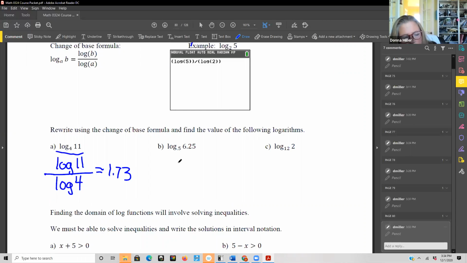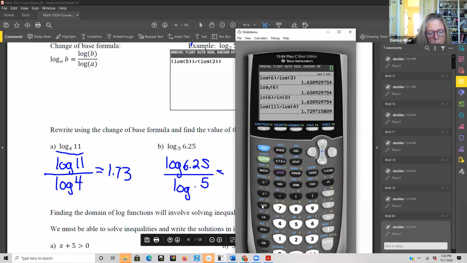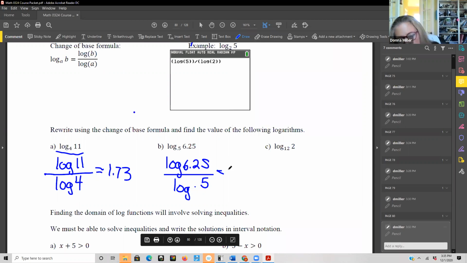And that's fine. If the base is a decimal, that's fine, as long as it's not negative. So the old-fashioned way is the log of 6.25 over the log of 0.5. I'll just type it in my 83. All right, I get negative 2.64. A log can be negative. You just can't take the log of a negative.